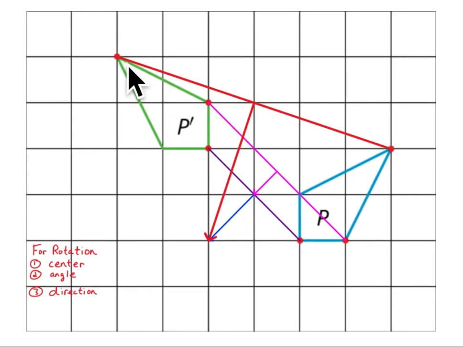So if you pick this point and find the midpoint, that midpoint is actually right here. And then you draw a 90-degree angle. Now it's going to tell you where the center of rotation is because it's going to intersect at this point down here. So this in fact is the center of rotation.